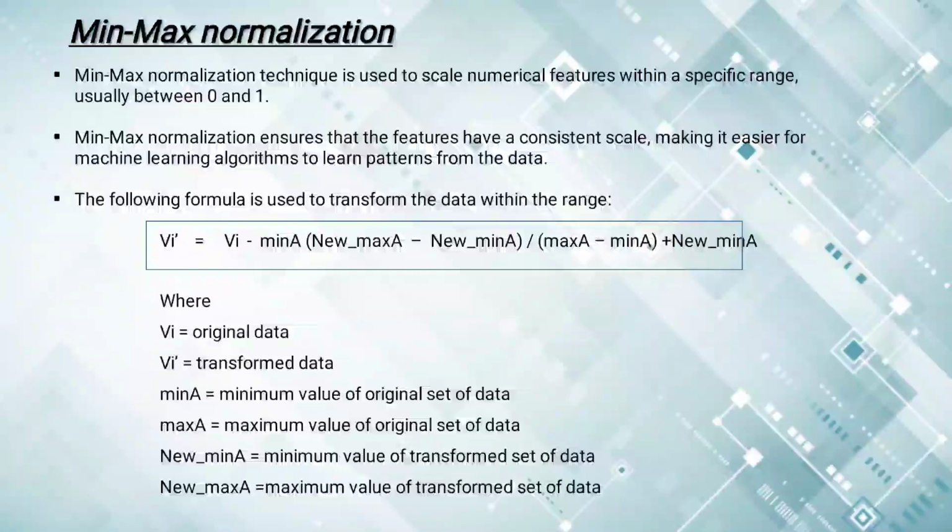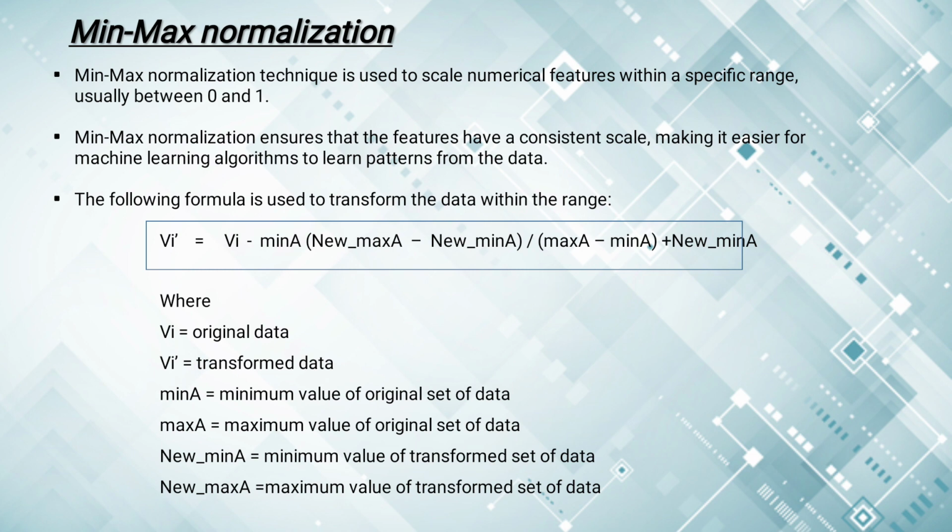Min-max normalization technique is used to scale numerical features within a specific range. Usually, we can perform this technique to transform the data within a user specified range, which means 0 to 1 or 11 to 20, anything. Min-max normalization ensures that the features have a consistent scale, making it easier for machine learning algorithms to learn patterns from the data. The given formula is used to transform the data in the min-max normalization.